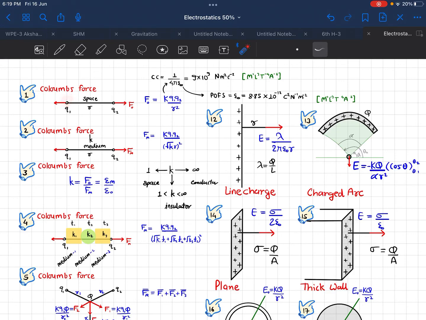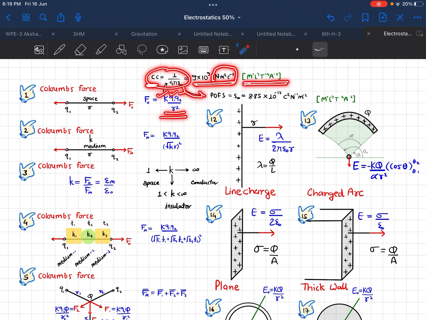Any point charge exerts some force on any other point charge, called the electrostatic force, which is equal to K Q1 Q2 by R square, where K is called Coulomb's constant, whose value is 1 by 4 pi epsilon naught, or 9 into 10 raised to 9 Newton meter square per Coulomb square, whose dimensions are M1 L3 T minus 4 A minus 2.